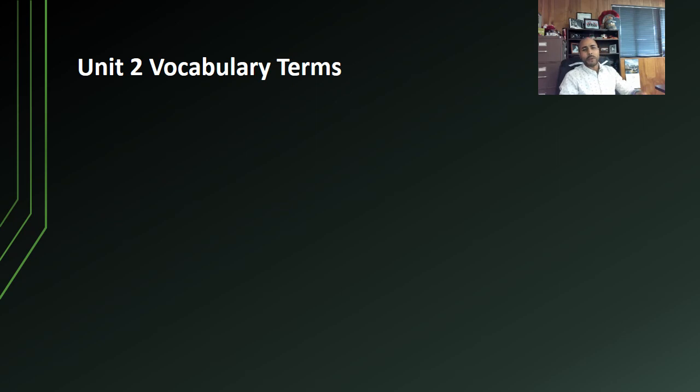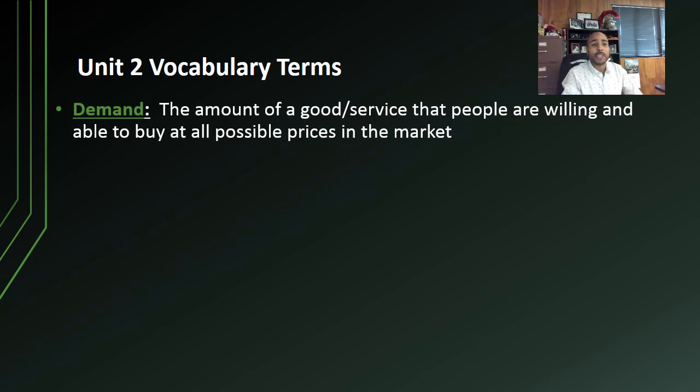Okay. So the very first thing it wants to know is a little bit of vocabulary. This is easy stuff, right? First thing is demand. Remember that demand just simply means the amount of a good or service that people are willing and able to buy at all possible prices in the market. Hopefully you remember that the law of demand causes a downward sloping demand curve. So remember that demand down to the sand should be a downward sloping curve for demand.